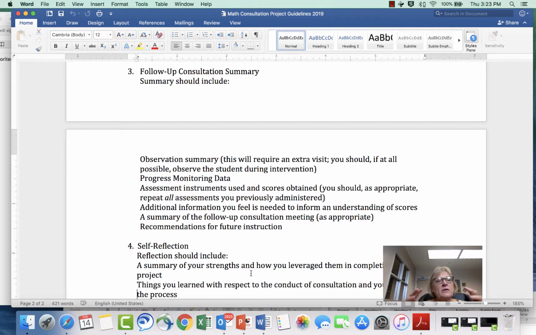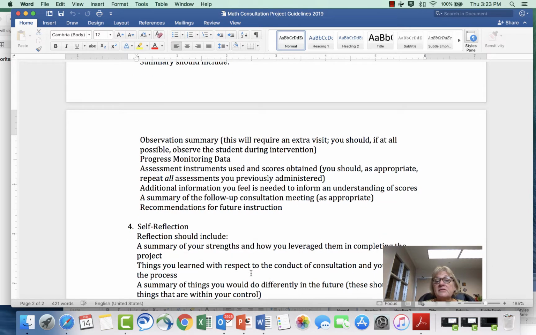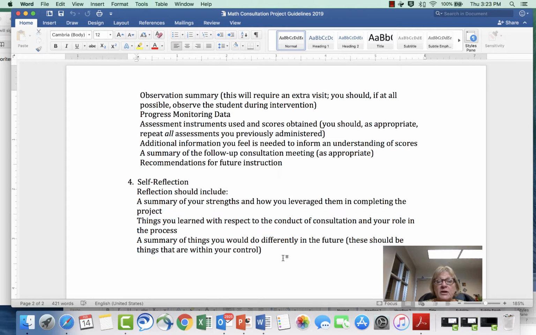The very last part of this project is a self-reflection piece. I want you to summarize your own strengths and how you leverage them in completing the project. And then things you learned about yourself in terms of the conduct of consultation and your role in the process, or the conduct of intervention and your role in the process, and then a summary of things you would do differently in the future.